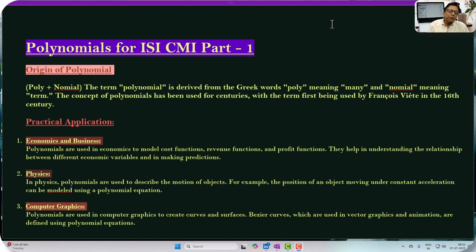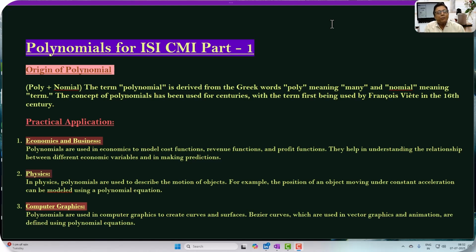What is polynomial? Polynomial is actually made of two terms, poly plus nomial. It is derived from the Greek word poly, which means many, and nomial meaning term. Many terms will constitute a polynomial.